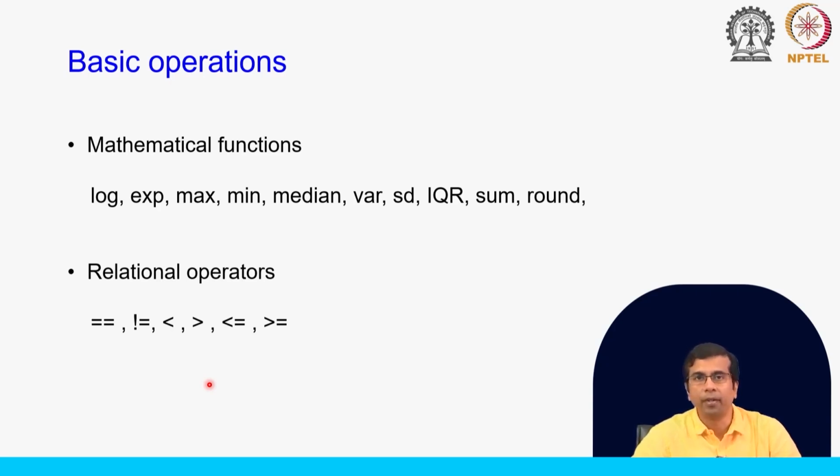function. The round function will round numbers to certain decimal points. So you can say only up to 2 decimal points. That is something you can do with the round function.